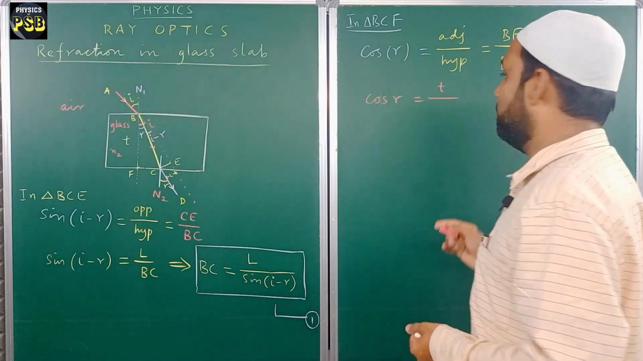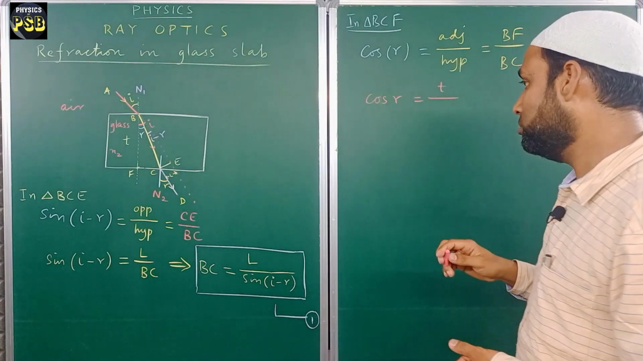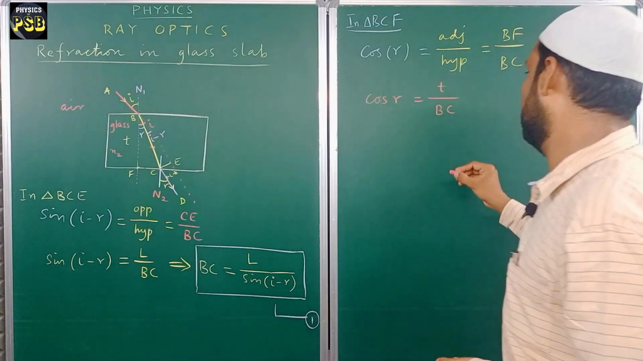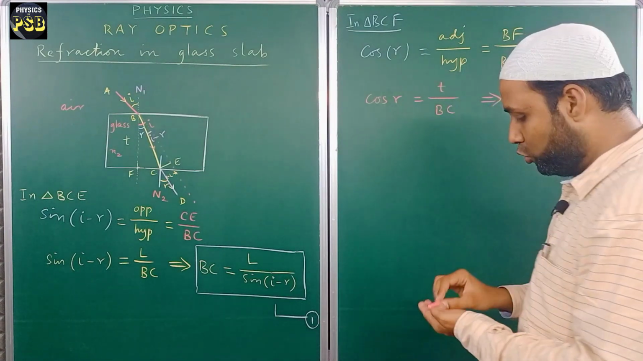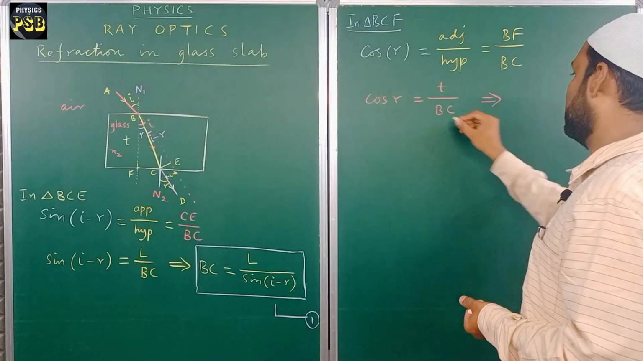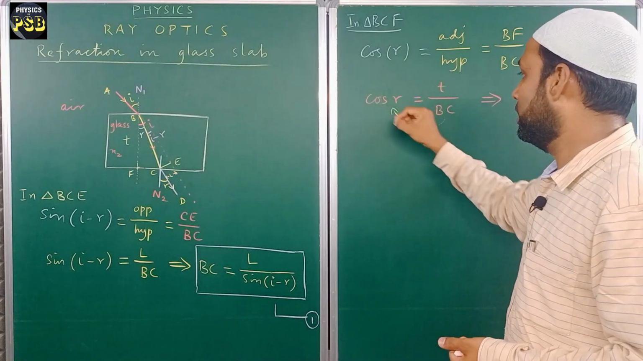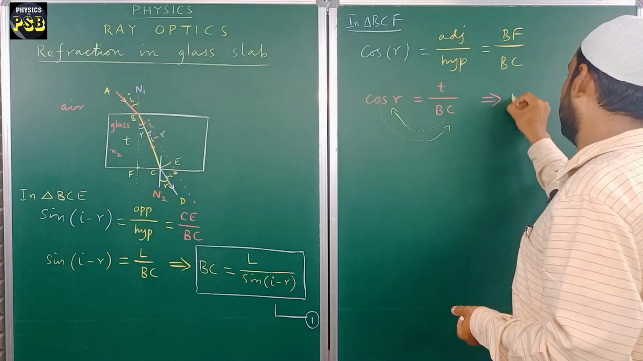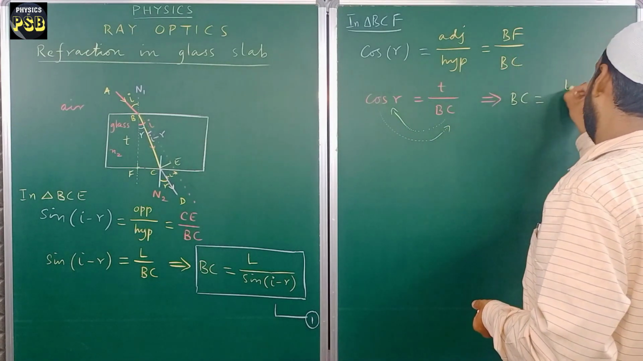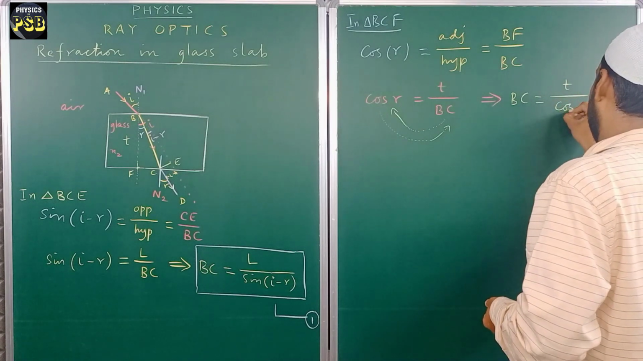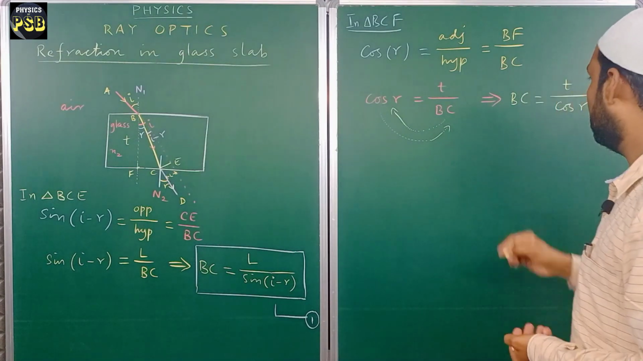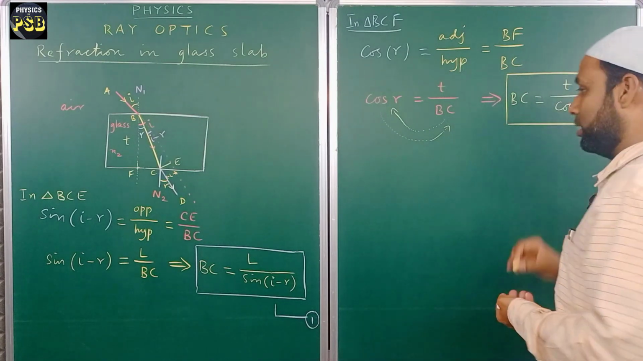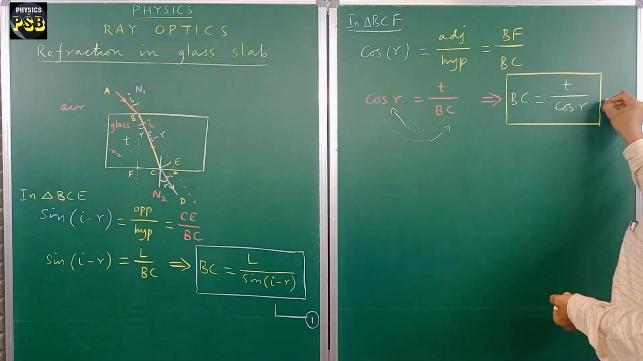T divided by BC. So again, from this equation, I am going to get the value of BC. It is taken to that side and brought down. So what I'll get, BC becomes equal to T upon cos of R. Now I'll box this for better visibility, and it is taken as equation number 2.